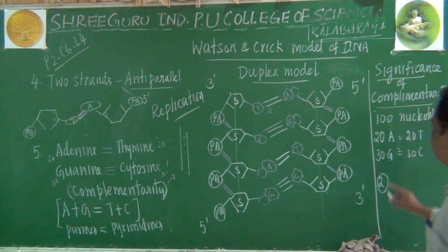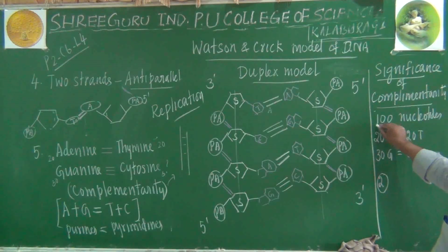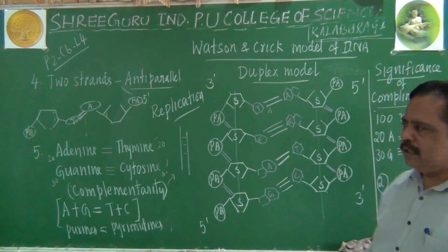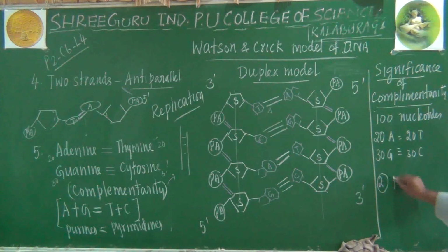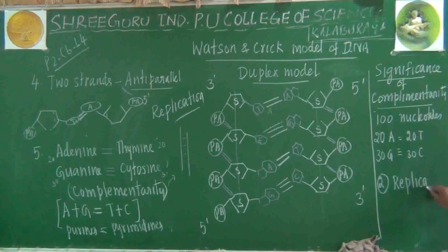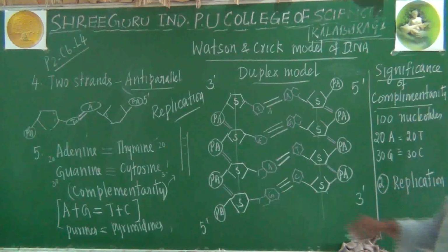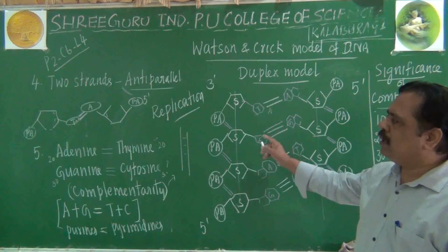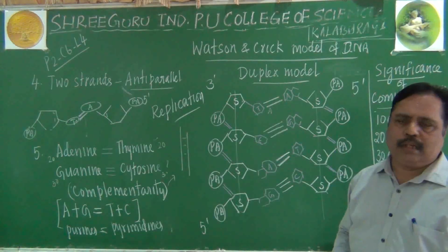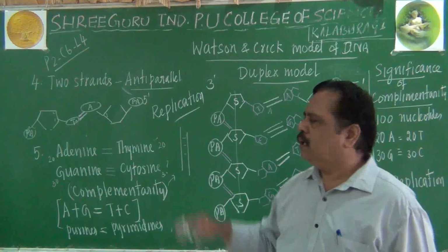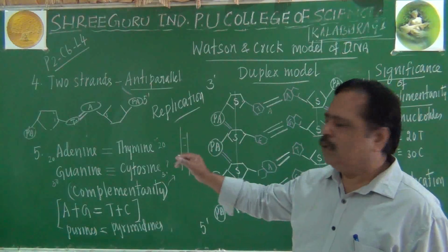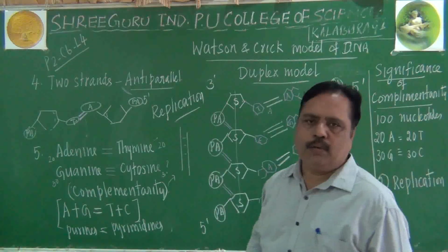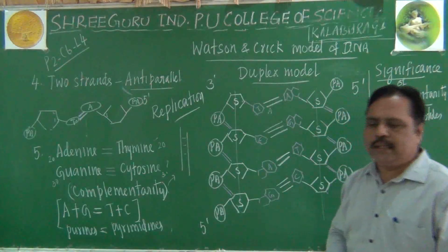Now remember the point I have to tell you: complementarity helps to identify the number of nucleotides. That's the first point. The second point is that complementarity helps in understanding replication also. If there is no complementarity, DNA will not produce identical copies. Remember, this is regarding the Watson and Crick model. Very important 5-mark question. All the 5 points you have to remember. What is complementarity? What is anti-parallelity? Everything we have to recall here. Let me continue later in the next class.